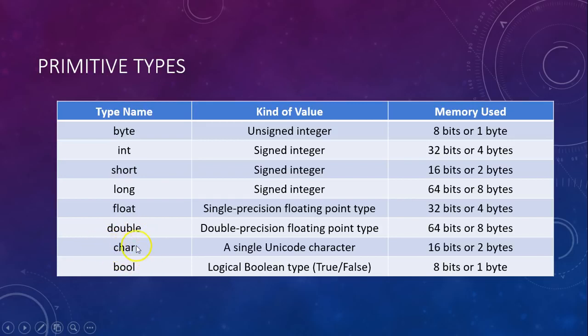Char are just that, they're characters, so it's any character pretty much on your keyboard, so things like a space, any letter, number on your keyboard can be represented as a char. And lastly, you have bool. Bool are your logical types, so they're going to be either a true value or a false value. All right, and those are 1 byte.